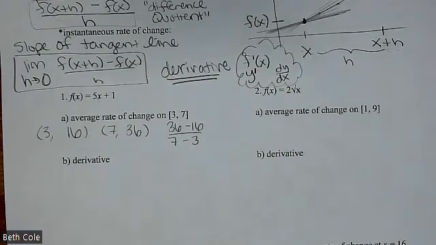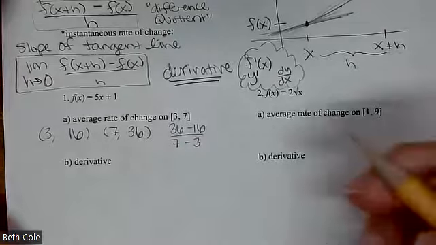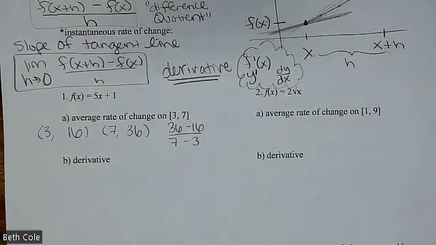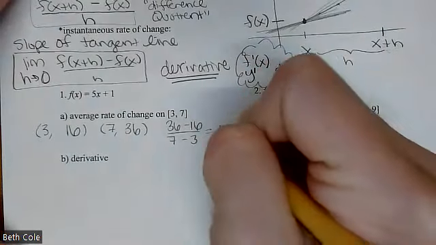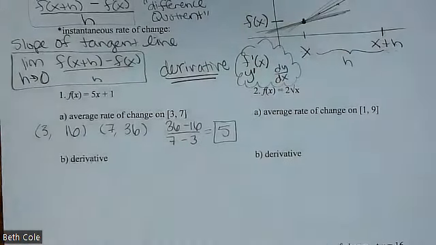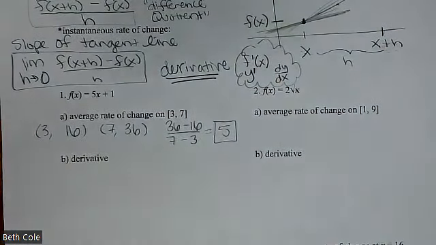Okay? But for the sake of, I want you to make some connections here. We're going to keep going. 36 minus 16 would be 20. 7 minus 3 would be 4. So 20 divided by 4 is 5. I'd like for you to make a connection between that answer and what's going on. That's the slope.